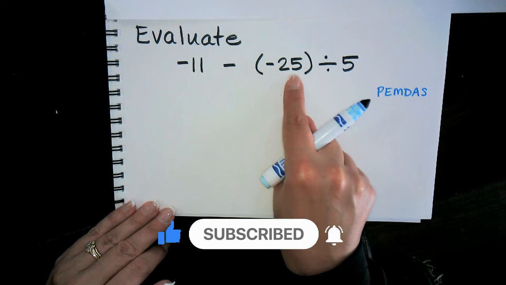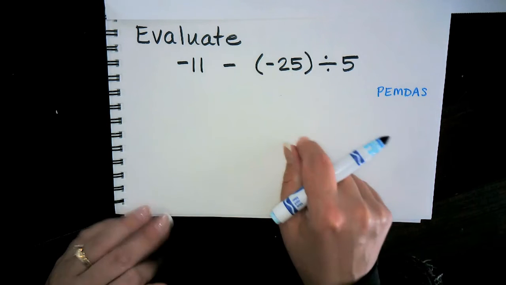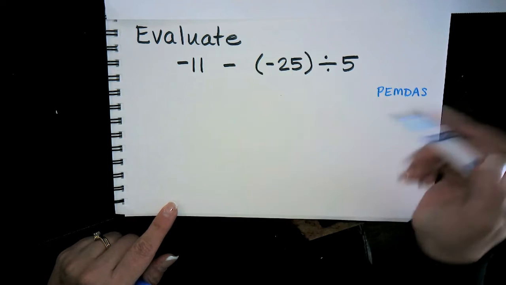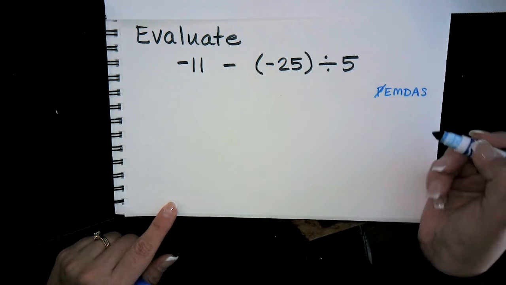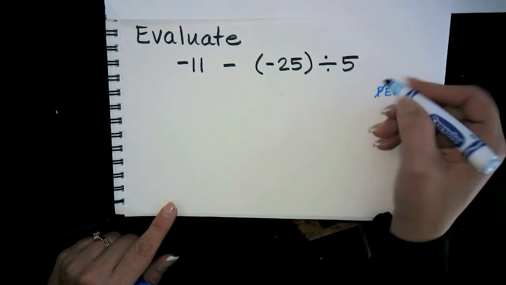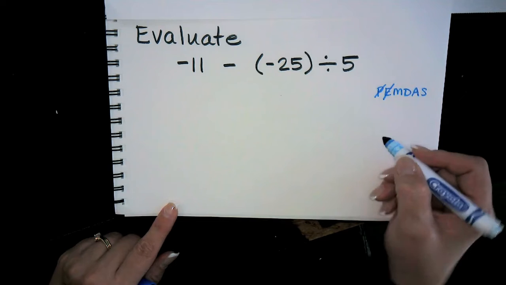However, there is no operation inside of the parentheses, meaning inside of the parentheses, I don't see a plus or a minus or a multiply or a divide. So I'm going to mark that step off. Then I have exponents. I don't see any exponents in this expression. So again, we get to skip that step.